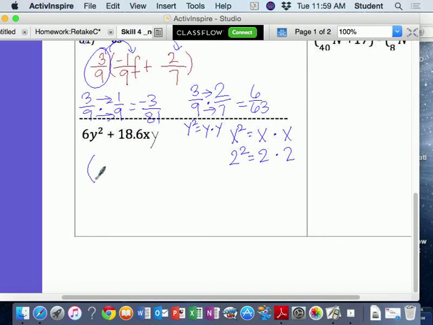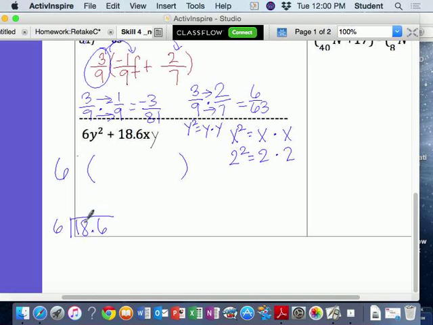First thing I always do is create an empty set of parentheses. And I'm going to start with my coefficient, or my number. I need to find a number that goes into both 6 and 18.6. Okay? So looking at this, I know that 6 goes into both of these numbers. So I'm going to put 6 on the outside of my parentheses. And I need to figure out how many times 6 can go into 18.6. So off to the side, I'm going to do my math.